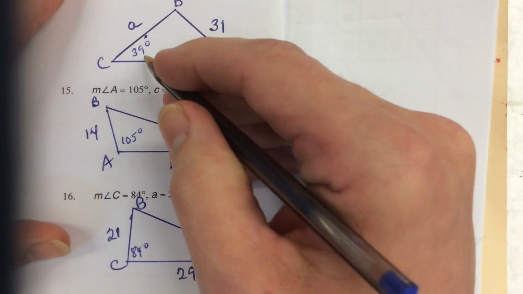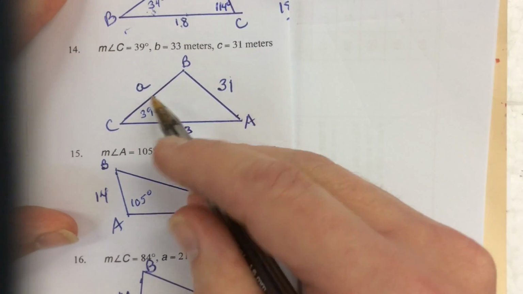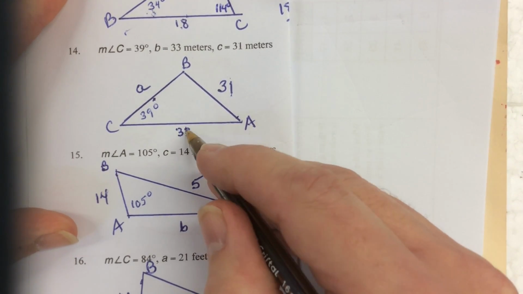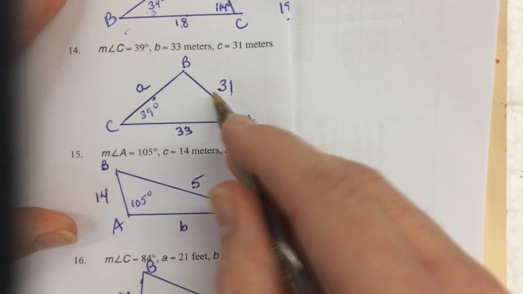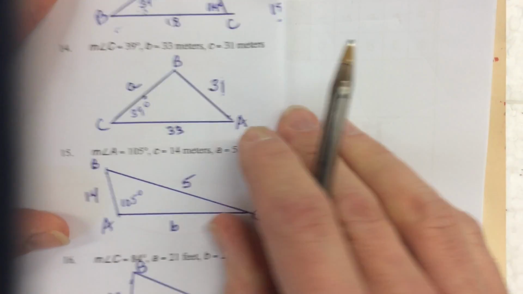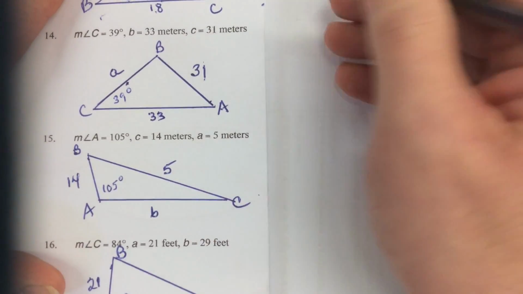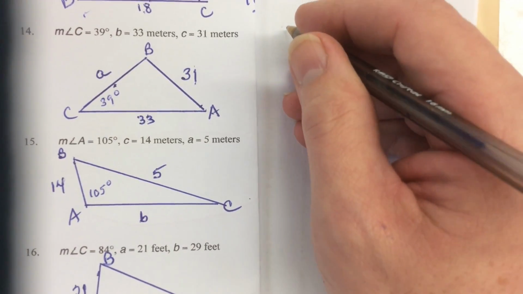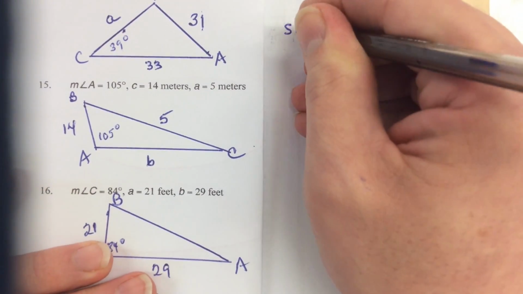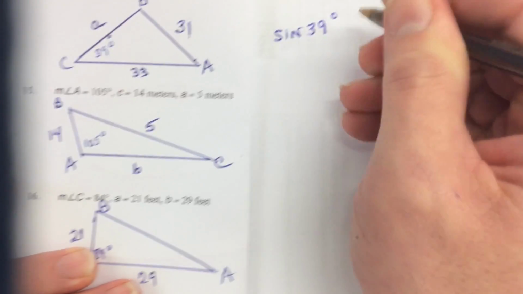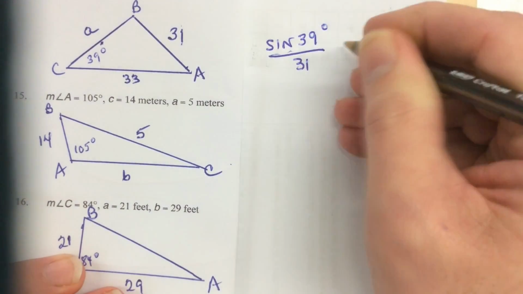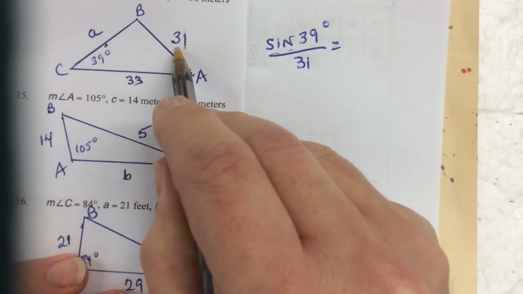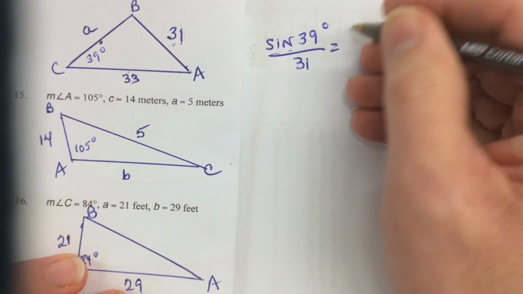We have this angle. We have this angle here. We have the side across from it. And we have the side over here as well. So we actually have the same situation here that we did up here. We can use the law of sines. So let's do that. We can say that the sine of 39 degrees over 31 is going to be equal to the sine of B over 33. So the sine of this over this is the sine of this over this.